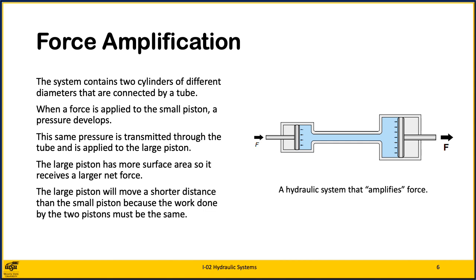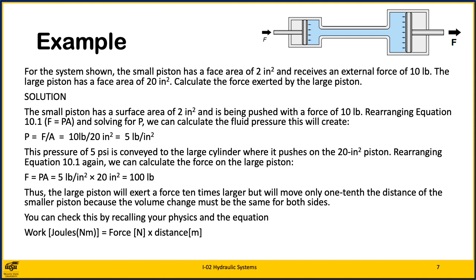Of course, it is also true that the large piston will move a shorter distance than the small piston because the work done by the two pistons must be the same. Let's look at an example. The small piston has a face of 2 square inches and receives an external force of about 10 pounds. The large piston has a face area of 20 square inches. Calculate the force exerted by the large piston.